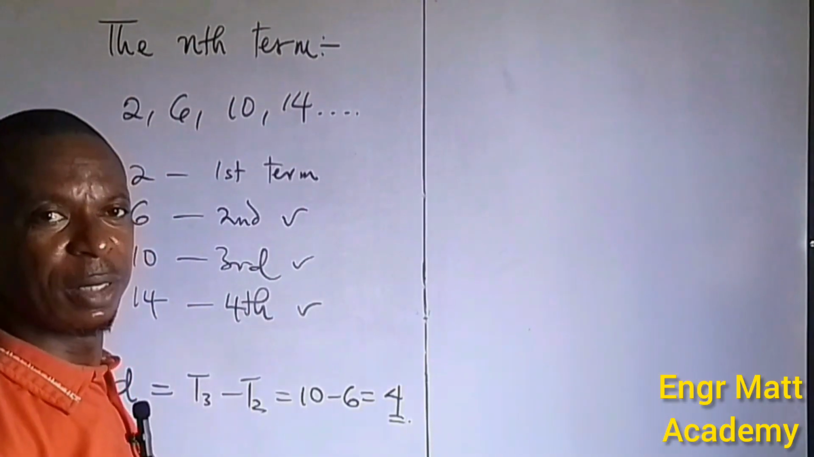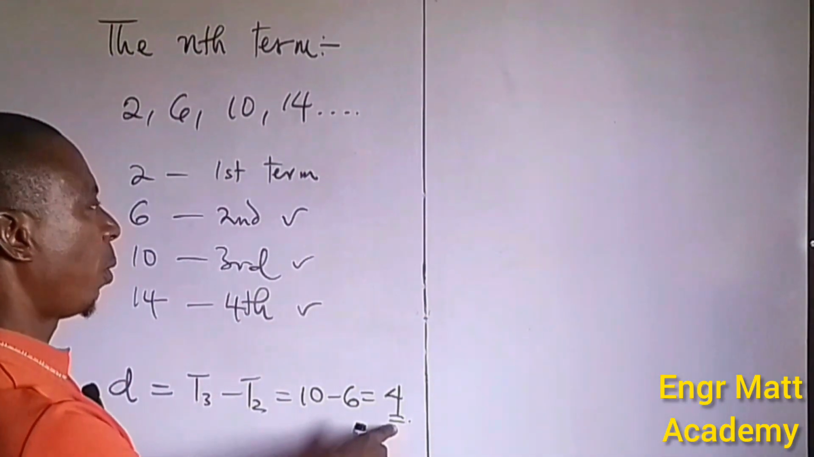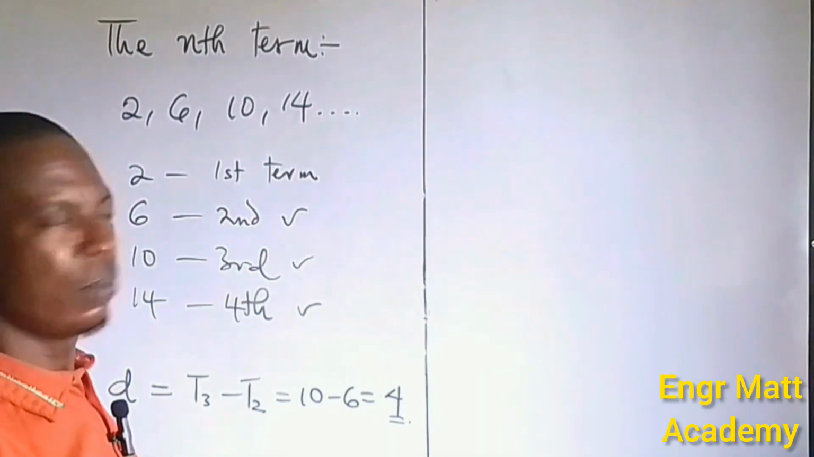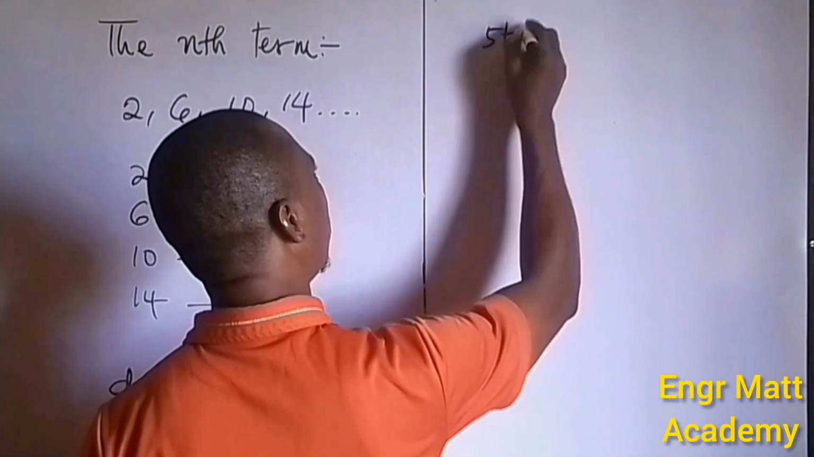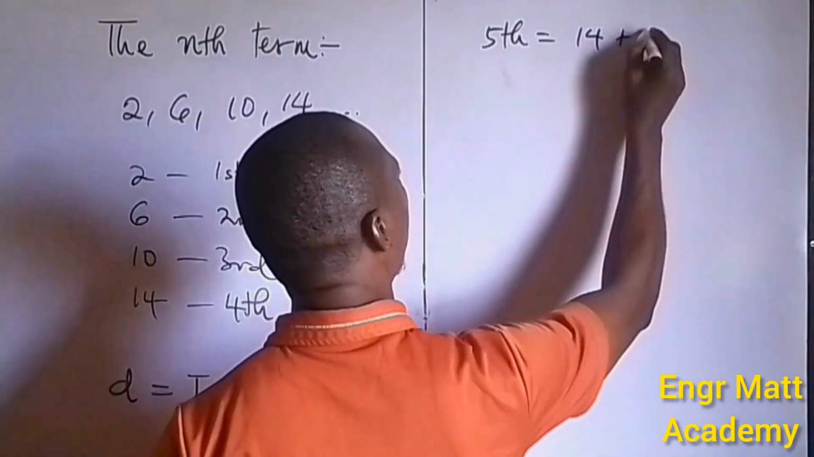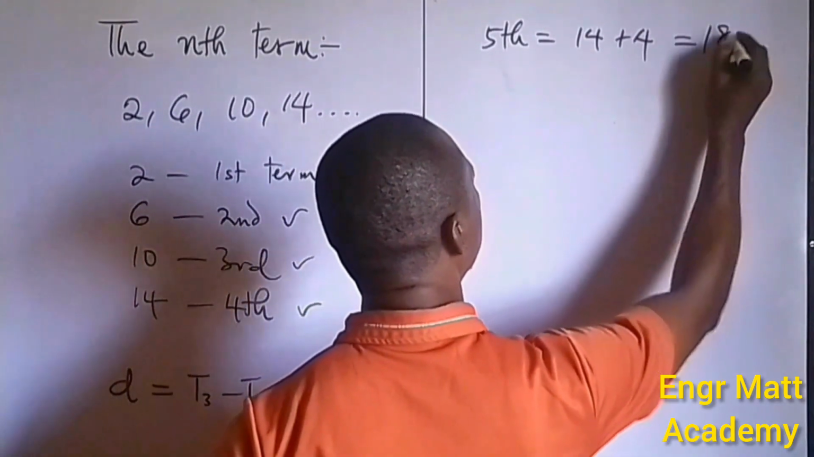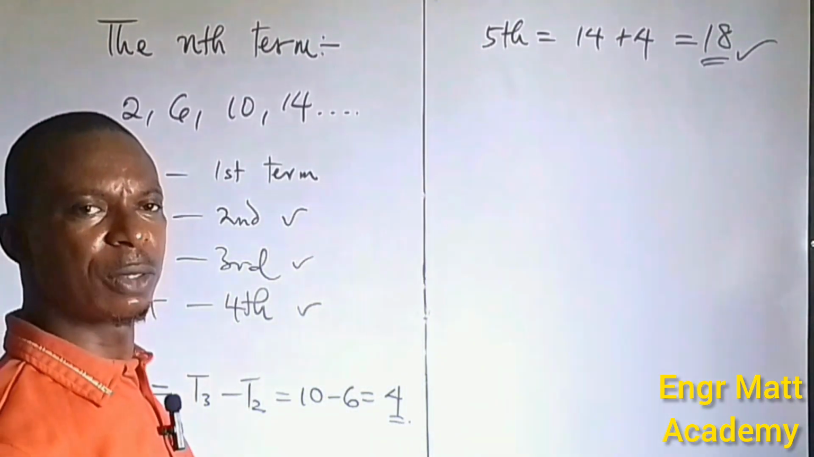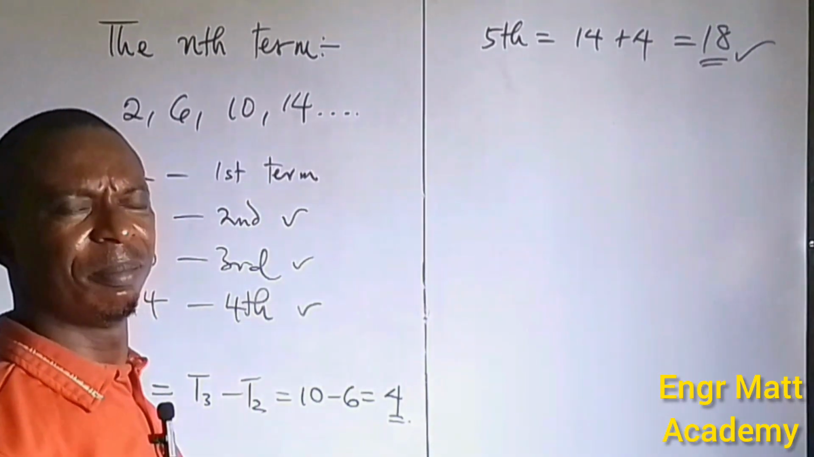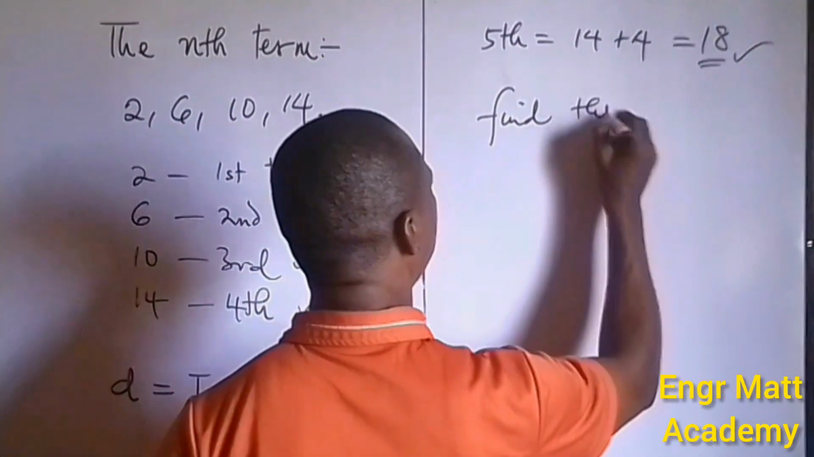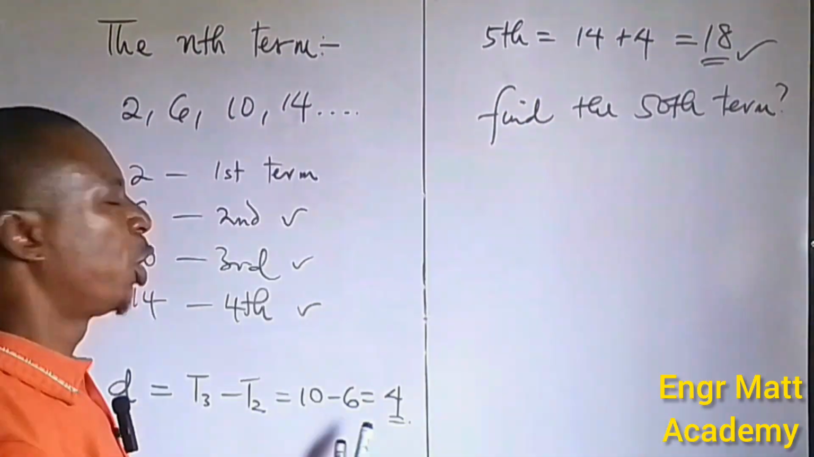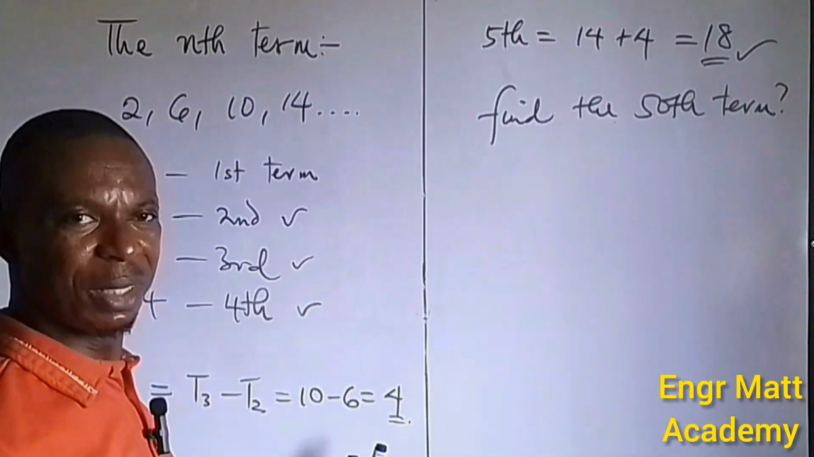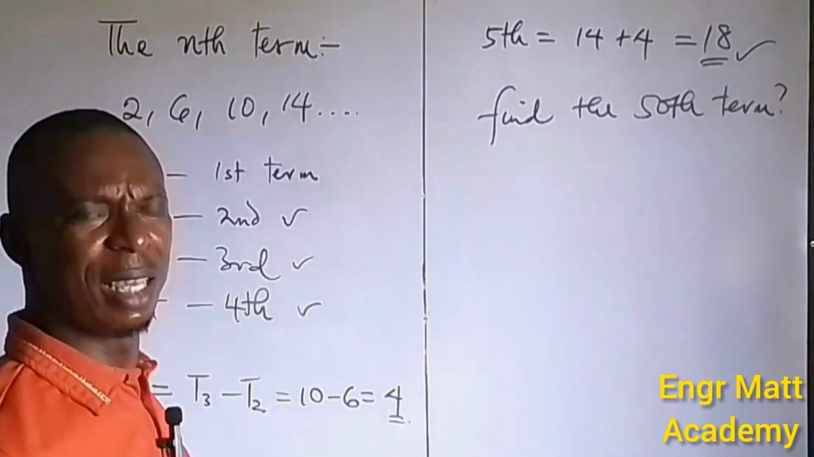Since we know the common difference is 4, and the fourth term is 14, we can now get the fifth term. The fifth term will be 14 plus 4, and that will give us 18. 18 is the fifth term. Now what if you are asked to find the 50th term? Yes, find the 50th term. Will you keep adding 4 continuously? That is where the nth term comes into play. But what exactly is the nth term?